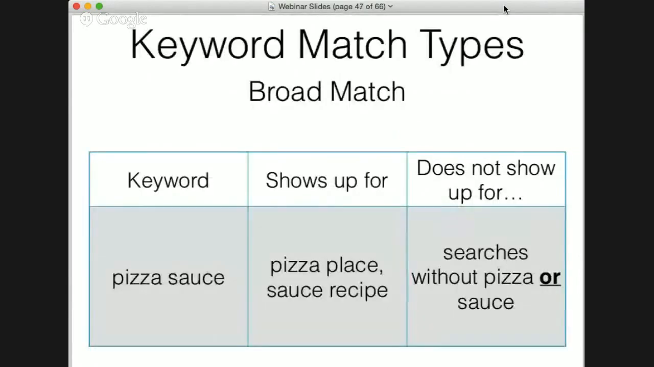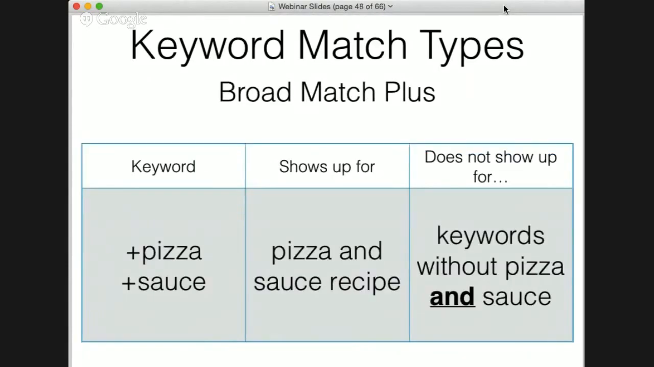So here's broad match again. If you have the broad match keyword pizza sauce, your ad will show up when someone types in pizza place or sauce recipe. Your ad will not show up if someone's search does not contain pizza or sauce. That's important to remember. Broad match plus is a little better. You put little plus signs in front of the keyword, and your ad will show up when the query contains both the words pizza and sauce. So if someone types in pizza and sauce recipe, your ad will show up. Your ad will not show up if someone types in a query that does not have pizza and sauce in it.